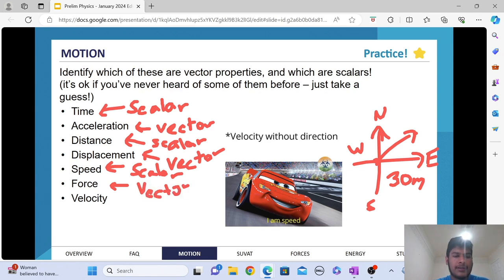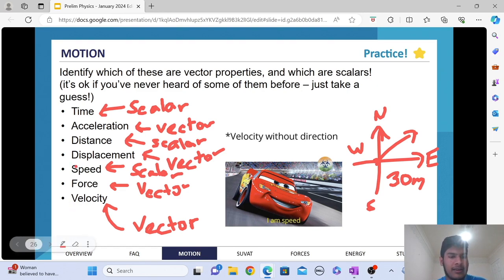And velocity is a vector. You could think of it as speed with a direction, or you could think of speed as a velocity without direction. Technically, there is a bit more of a subtle difference between them, but I think it's okay to say that velocity is a vector, speed is a scalar.